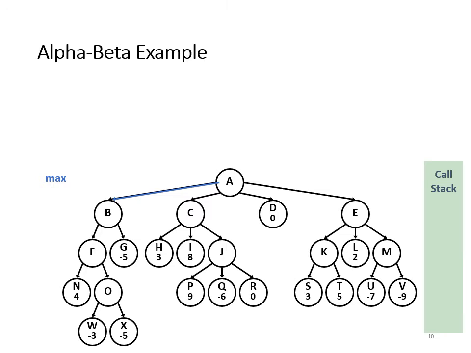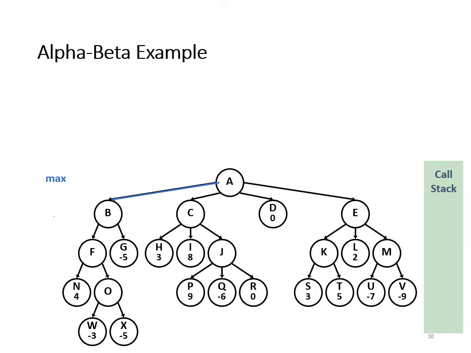Here, this is the turn of max, this is the turn of min, this is the turn of max, and this is the turn of min, and these are the terminal values. Every turn of max and min has terminal values as well. So for B, it will take the value of F and -5, and the value of F will be found from N and O, and O will find its value from these terminal nodes -3 and -5. So we will start here.